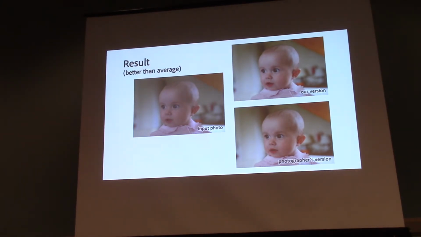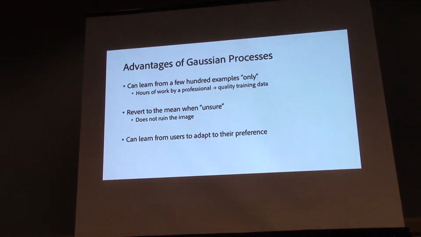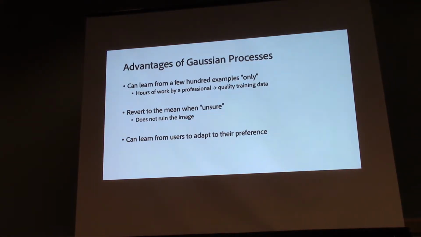So the first thing is that this works well. It's in Photoshop. When you press Auto, that's what happens. But it raises a few questions. How do we do that with deep learning? And I think it's not an easy question.